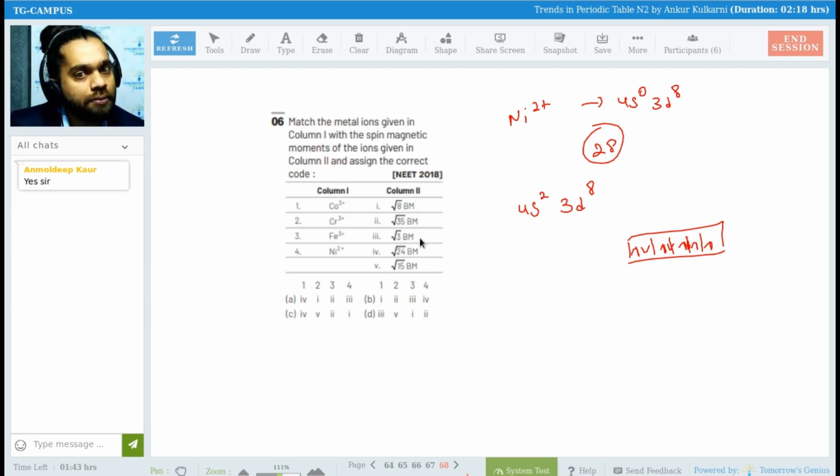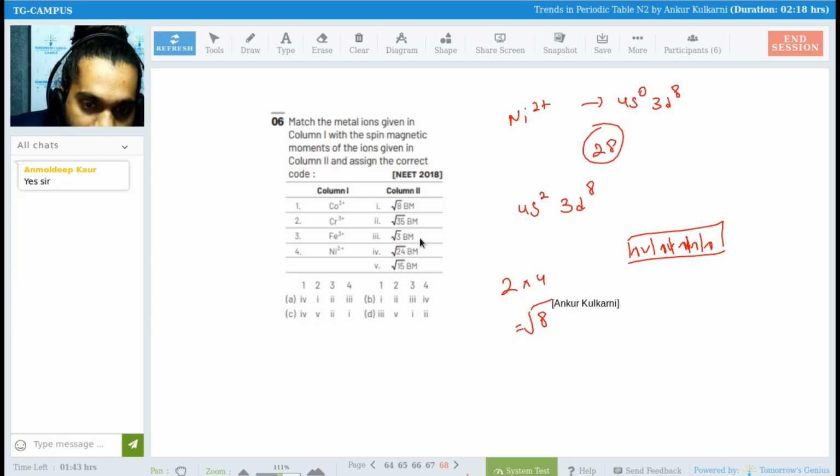Did I do anything wrong? Just a minute. Nickel is what? Nickel is d8. So 2 unpaired electrons, correct, Anmoldeep? 2 unpaired electrons, so that makes it 2 into 2 plus 2, 4, 4 to the 8, under root. Yes, under root 8, that means 4 should be 1. So here you have got your answer.